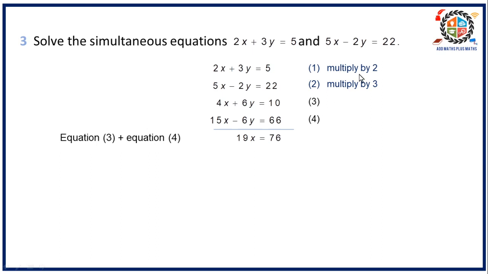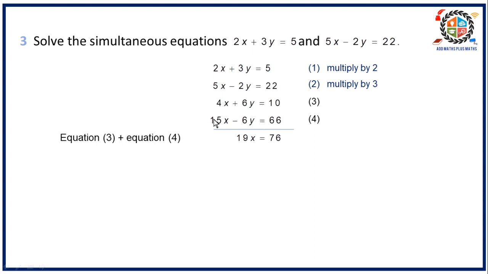By the way, if you multiply an equation by a number, you have to multiply everything. For example, 2x times 2 is 4x, 3y times 2 is 6y. Then you also need to multiply that 5 by 2, it becomes 10. 5x, you multiply by 3, 5x times 3 is 15x, negative 2y times 3 is negative 6y, 22 times 3 is 66. That's why you are able to generate these equations over here.